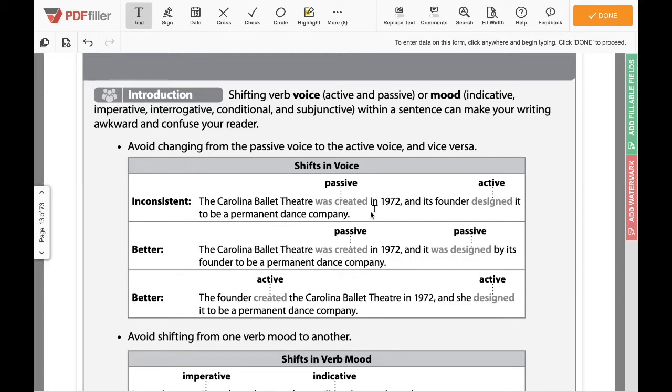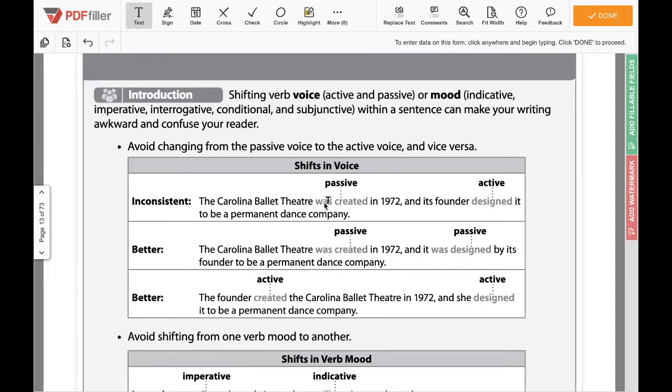Now you have two options when you're fixing this shifting between passive and active voice. You can either switch them both to passive, or you can switch them both to active. So it gives you the example first in passive. The Carolina Ballet Theater was created in 1972, and it was designed by its founder to be a permanent dance company. So they just give that was, which makes it more of a passive voice instead of an active voice.